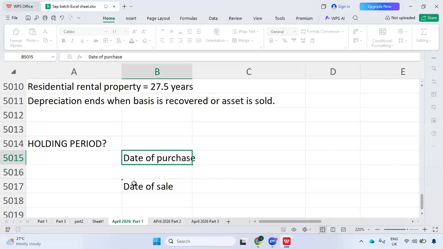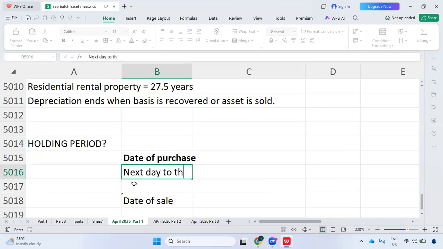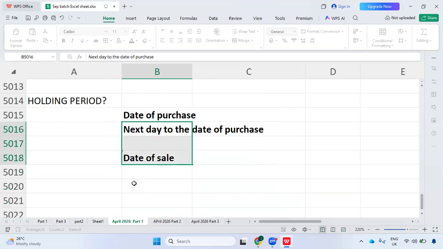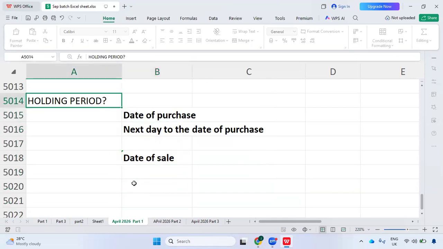For the purpose of holding period, we will exclude the date of purchase. The holding period runs from the next day after the date of purchase to the date of sale. That period we call the holding period. So the calculation of holding period is important.